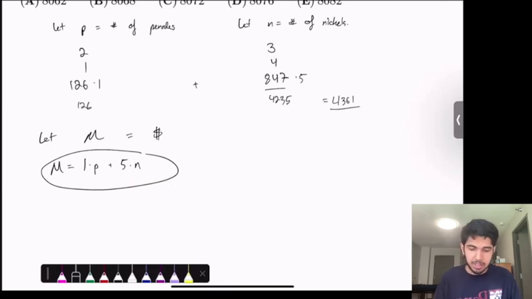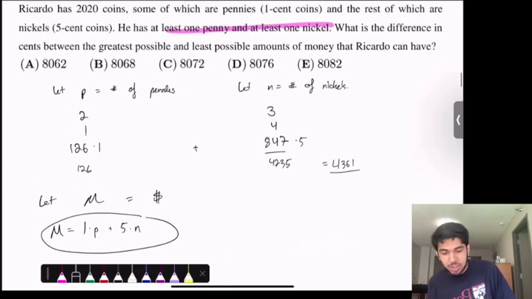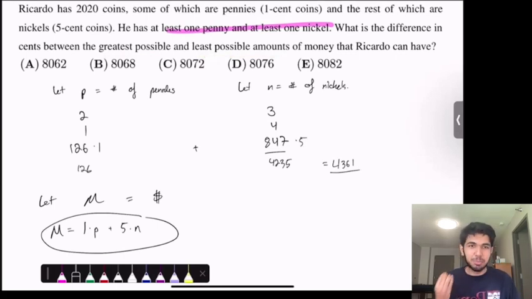Okay. Now we need to find the greatest possible amount of money he could have, and the least amount of money that Ricardo could have. Well, we know that nickels are more valuable than pennies. So if we want more money, we want a lot of nickels, because they're worth 5 cents. So let's consider what happens when he has as many nickels as possible.